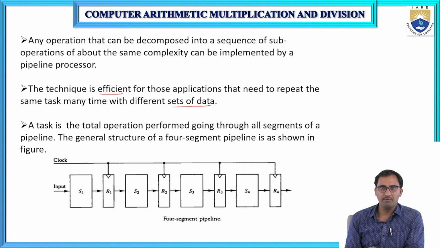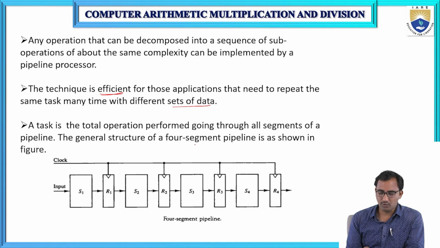That means finding the factorial of a number, like that. For these repeated tasks, this pipeline concept is an efficient method. And a task is the total operation performed going through all the segments of a pipeline.